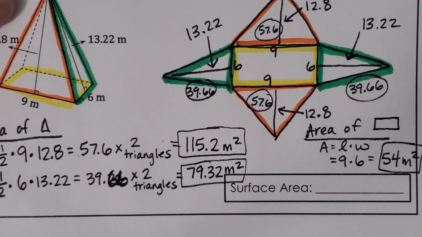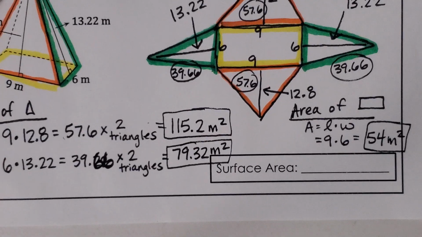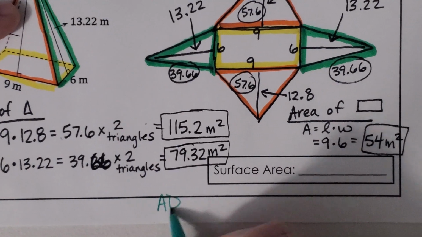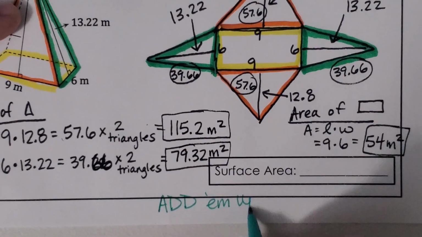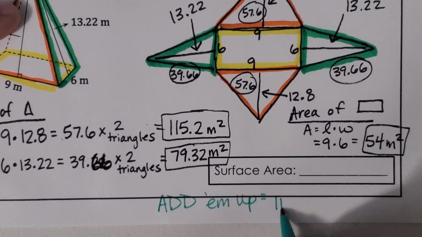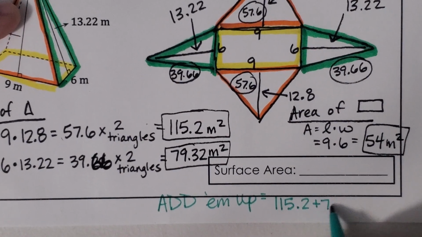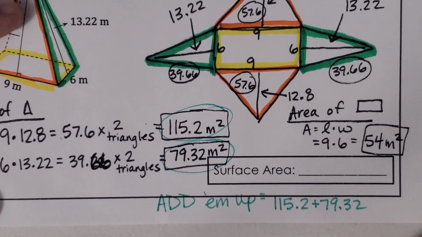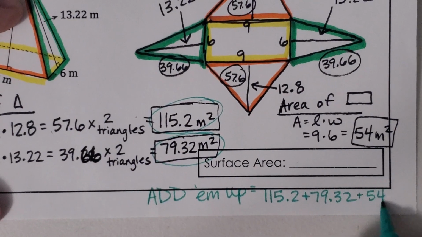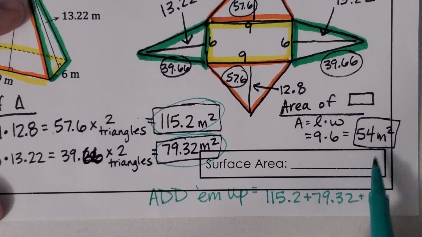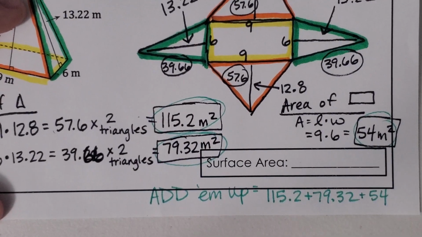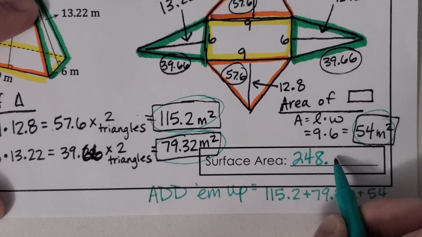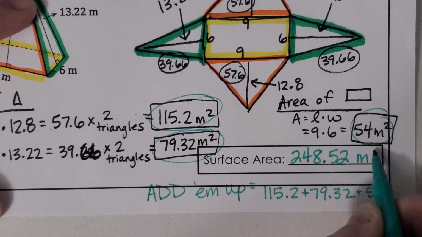So when I have all of my shapes accounted for, my last step is to take every single area that I've done and add them up. So I have my 115.2, my 79.32. So I have those accounted for my triangles. And now I also have my 54. When I add all 3 of these numbers, all of my shapes together, that is going to be 248.52 meters squared.